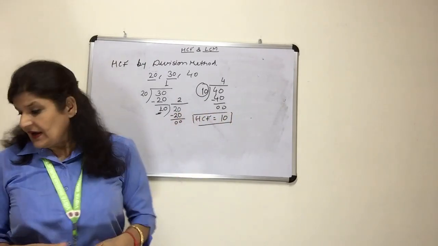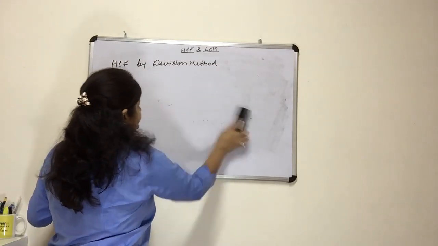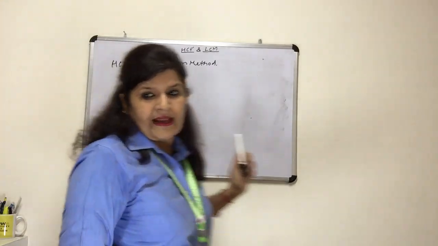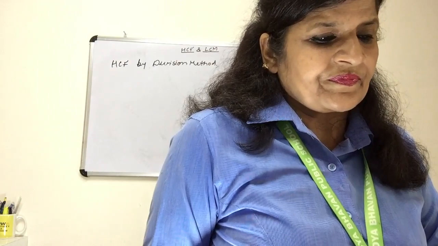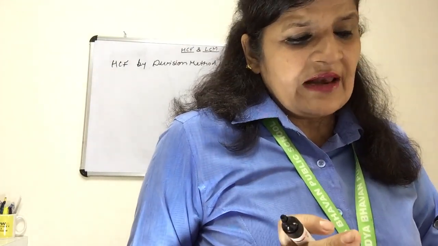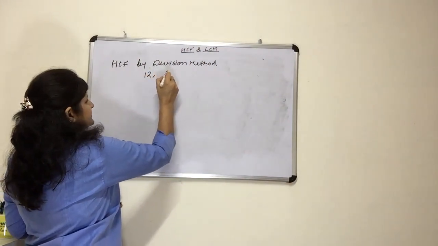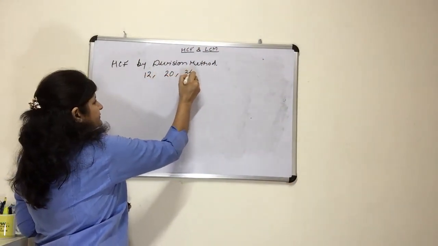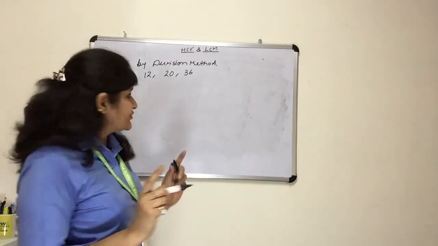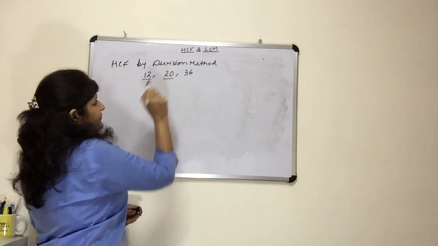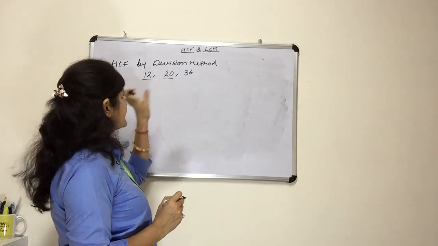Now one more example. I'll take one more example to make it more clear. HCF by division method. Suppose I'm just taking 12, 20 and 36. There are three numbers and I'm doing the HCF by division method. So I just take the first two numbers. Out of these two, 12 is lesser, so we will make the divisor 12.